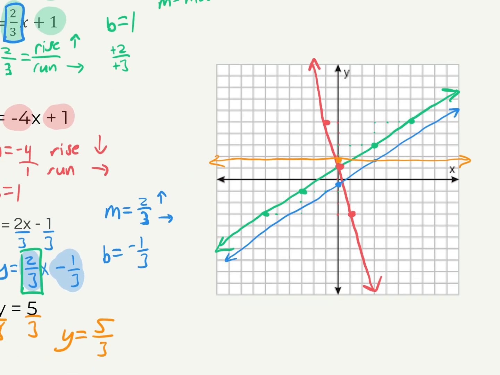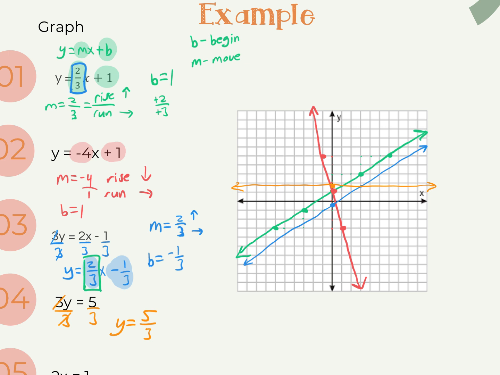All right, so in orange is your horizontal line. Again, no slope. It's not going up or down at all. It's staying level.